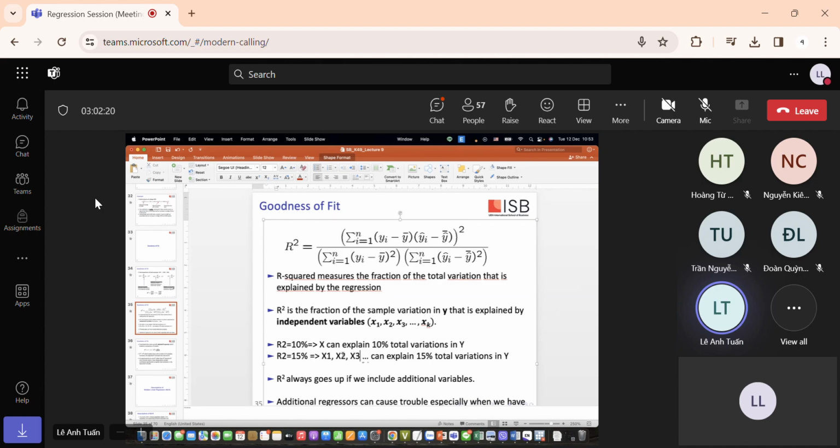Because here we have many, we use S1, S2, and S3 to explain Y. And in this regression, the three variables only explain 15% of the total variation in Y. Actually, there are many variables that may influence Y, but we do not include them in the model. In this model, S1, S2, and S3 only account for 15%.